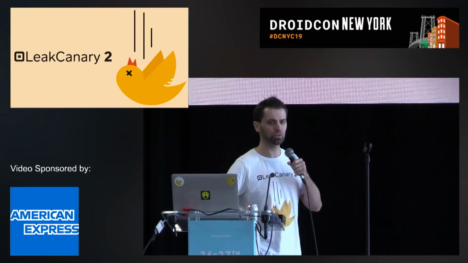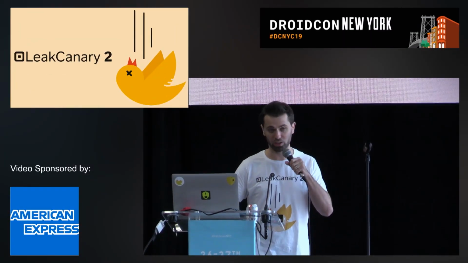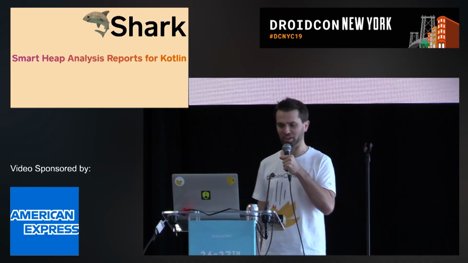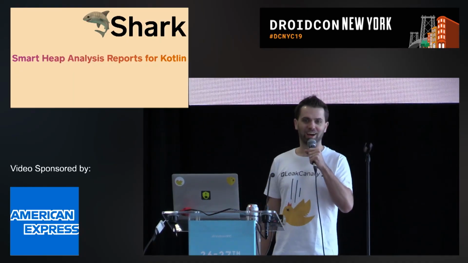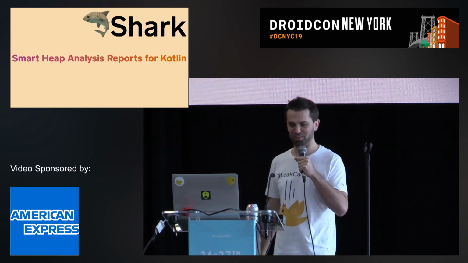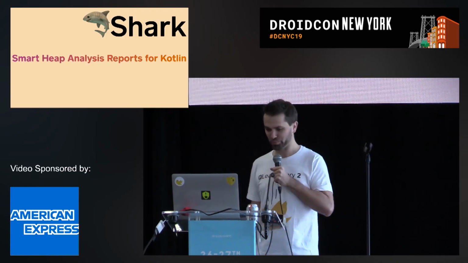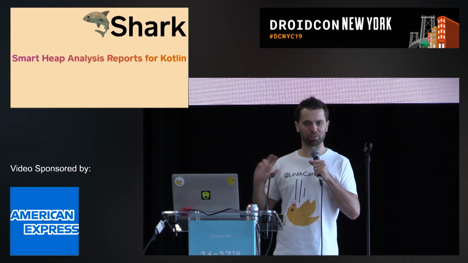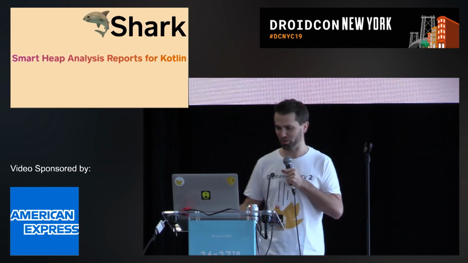So let's see. A couple months back in April, I released LeakCanary 2. It was a complete rewrite. We rewrote everything to Kotlin, but we also rewrote the Hprof parser. So there's essentially a new heap dump parser, and it's called Shark. Shark stands for Smart Heap Analysis Reports for Kotlin. I really wanted to use Shark as an acronym, and so I had to figure out a way to make it fit in. So essentially, it's the same as before, but rewritten from scratch and way faster and using way less memory.